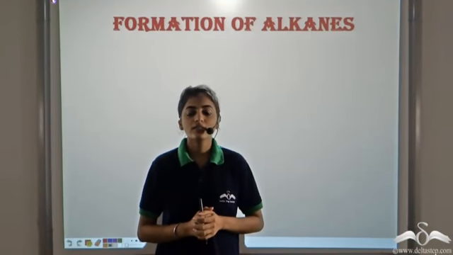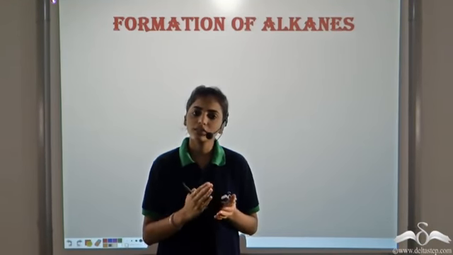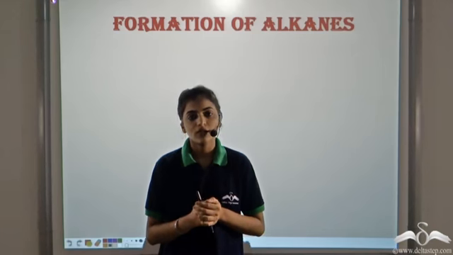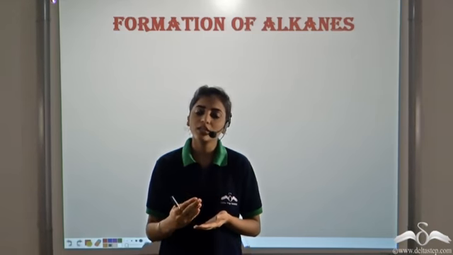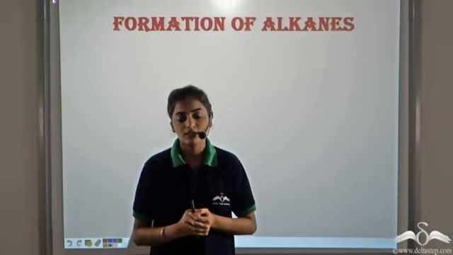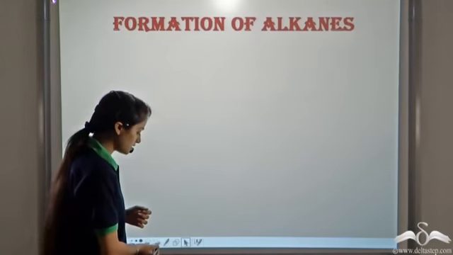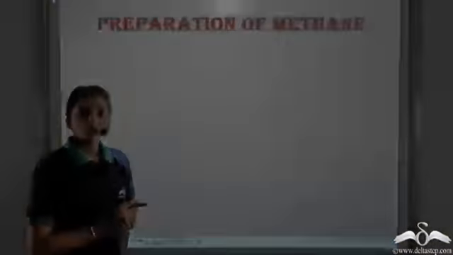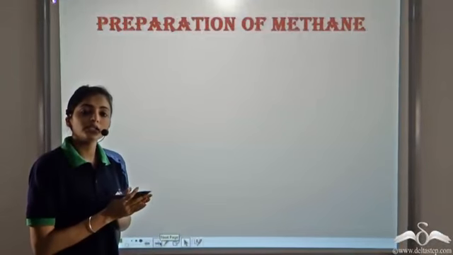We know alkanes are saturated hydrocarbons having the general formula CnH2n. Let's see what are the different ways and methods of forming these alkanes. Let's start with the first alkane, that is methane. Let's see how we can form methane in the laboratory.